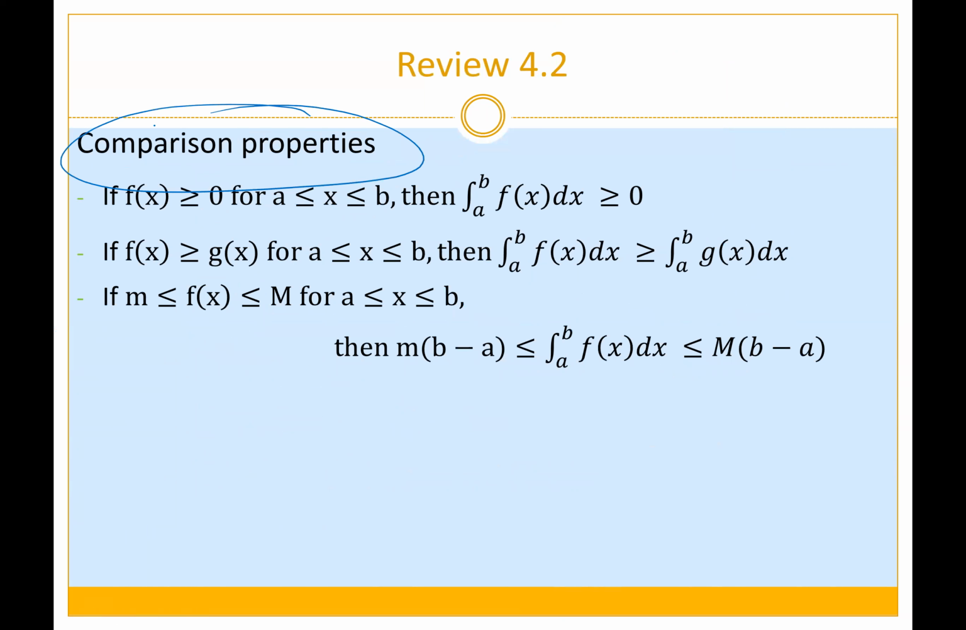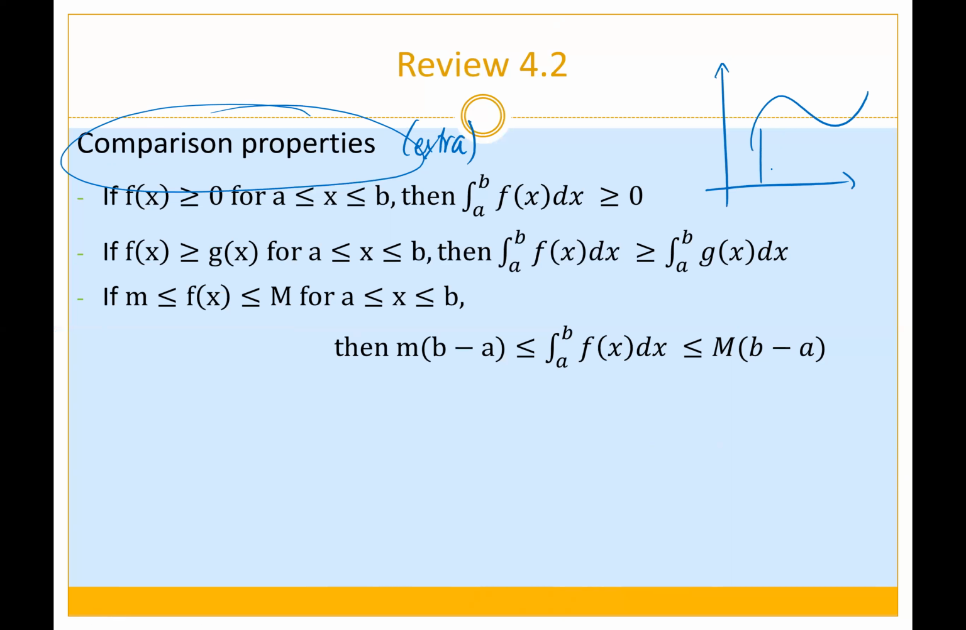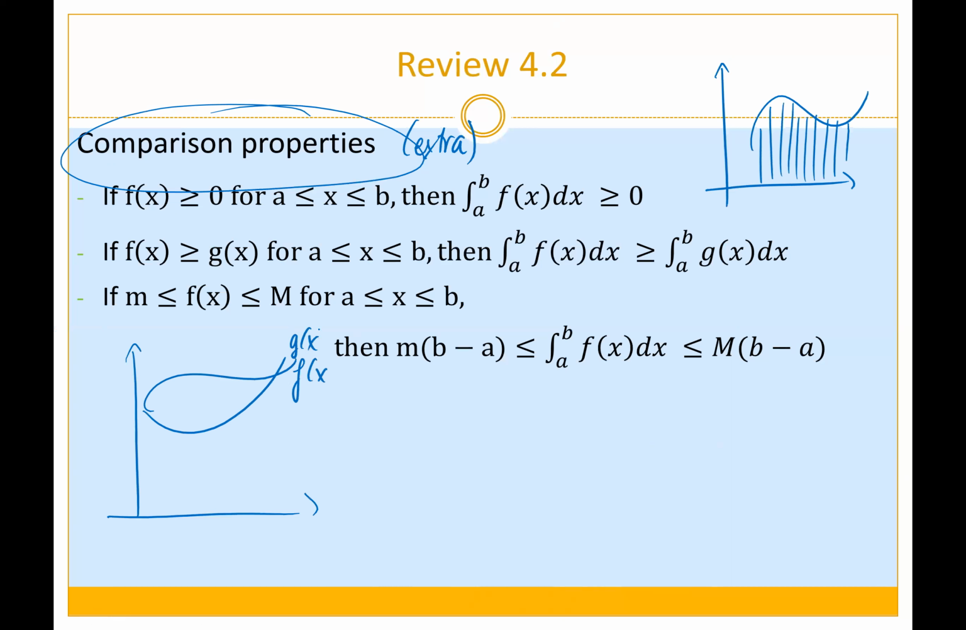And then finally, we have comparison properties. This is kind of extra. I don't think Dr. Cash will actually go over this, but we can talk about it a little bit, so you're not too surprised if it appears in the quiz or something. If f(x) is always positive on an interval, then the integral is also positive. Clearly, if you have a positive function, the sum of all of these positive pieces is always going to be positive. Then if you have f(x) bigger than g(x), on this interval from a to b, the area under f(x) is bigger than the area under g(x). This is another clear thing.